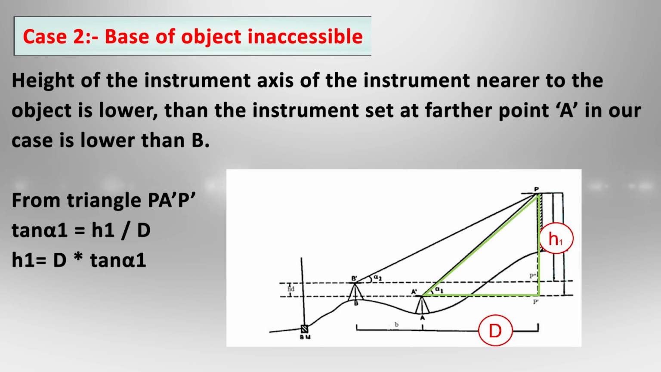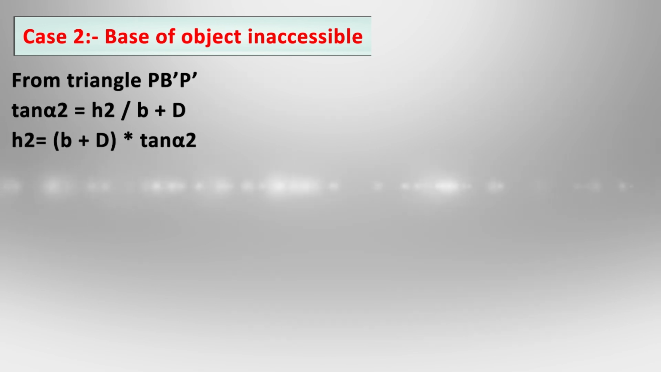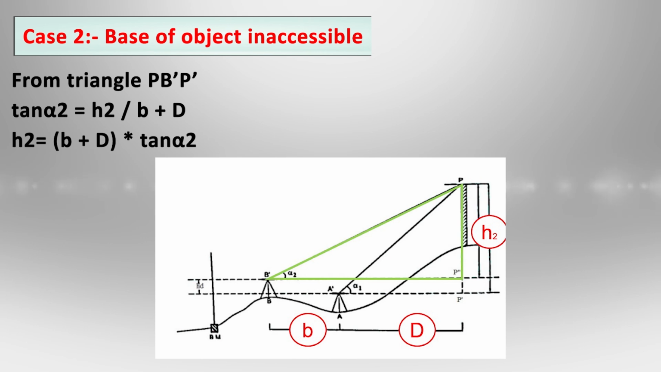So from the figure P A dash P dash, we find that tan alpha 1 is equal to h1 by D. So we'll rearrange it, we get h1 is equal to D tan of alpha 1. Similarly, from the other triangle, that is P B dash P dash, tan of alpha 2 is equal to h2 divided by b plus D. So we get the value of h1 and h2. h2 is equal to b plus D tan alpha 2.